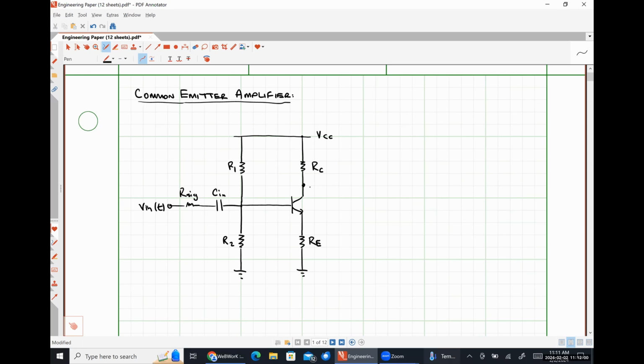Then over here, we'll have a capacitor called C out. This resistor will be our load. And then we're going to measure our output voltage as a function of time here. So our input signal is capacitively coupled and our output signal is capacitively coupled to the DC operating point, the transistor.